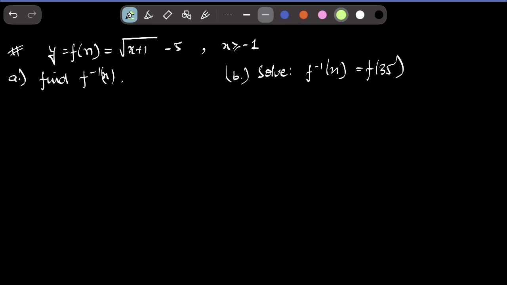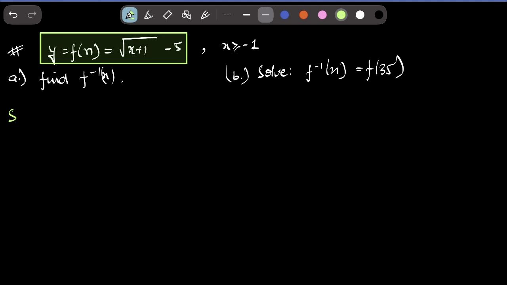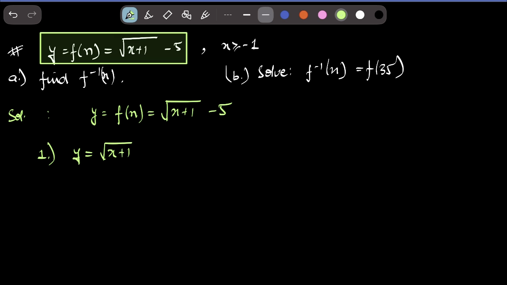First step, let's try to understand how to figure out the inverse of a function. So this is a function which is given to you. Write it over here. I'm doing the solution of it. This is y equals f of x, which is given to me, equals root of x plus 1, minus 5. Okay, so your step number 1 is write the function in the form of y equals f of x. So this is y equals root of x plus 1 minus 5, right? This is going to be your step number 1.